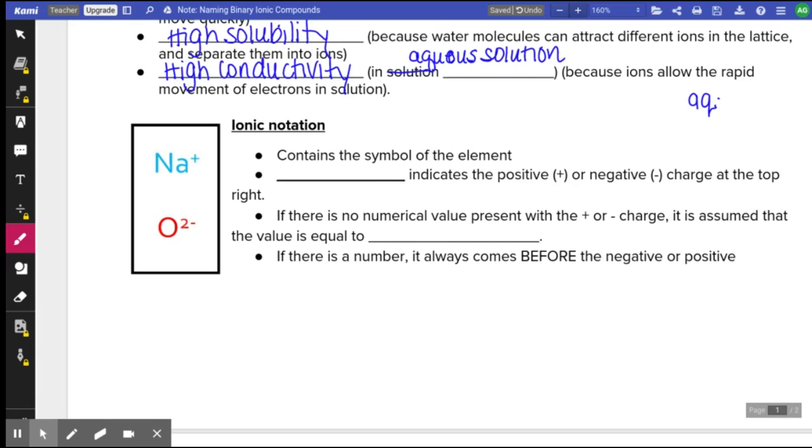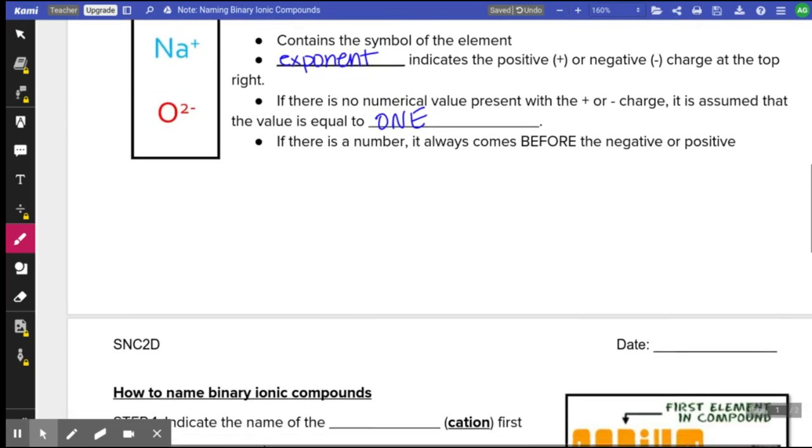Ionic notation. We just talked about that. Again, you have the symbol of your element, and the superscript or exponent at the top right indicates positive or negative charge. If there's no numerical value present, that means it's equal to 1. If there is a number, it always comes before the plus or minus. We just did that.